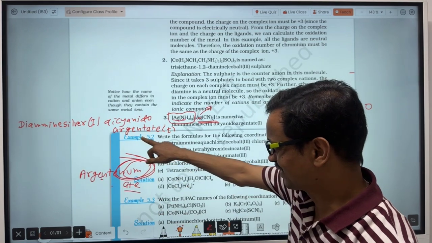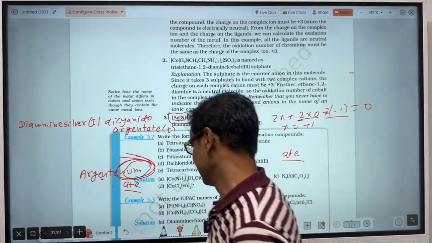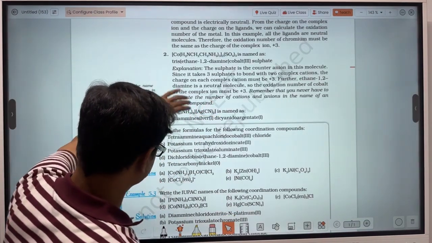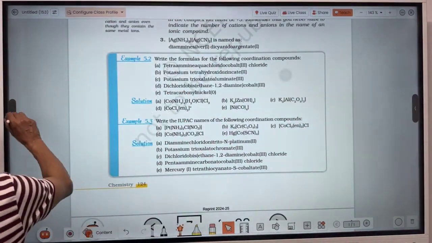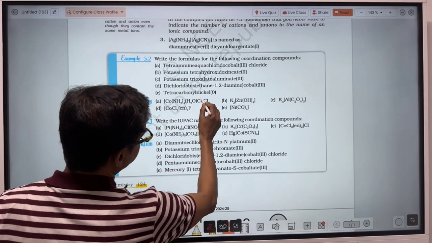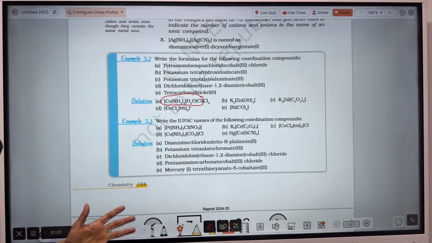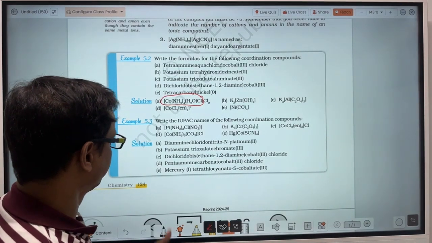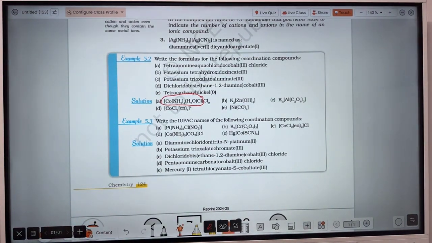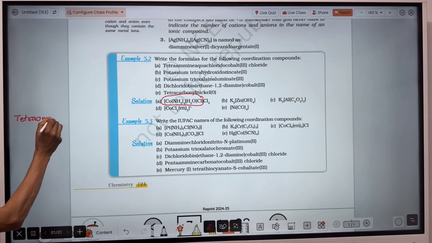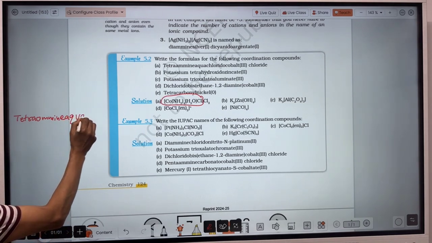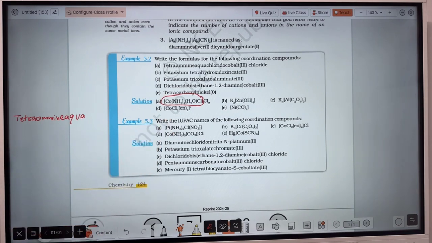Now let's see how to write the IUPAC name of this compound. Here is an example, this one and this one, but we discuss from here. Let's see the first compound. Here the cation is this one, the anion is chloride. So firstly we will have to write the name of the coordination sphere, and while writing it, firstly we write the names of the ligands. There are 4 ammonia, so we write tetraammine. Then after that is water, so aqua here. And then after that is chlorine, so we write chlorido.